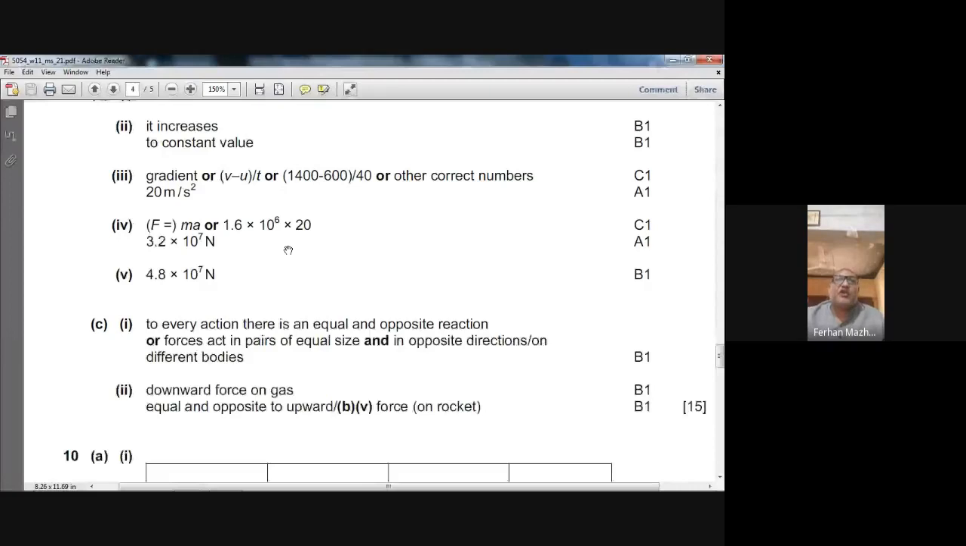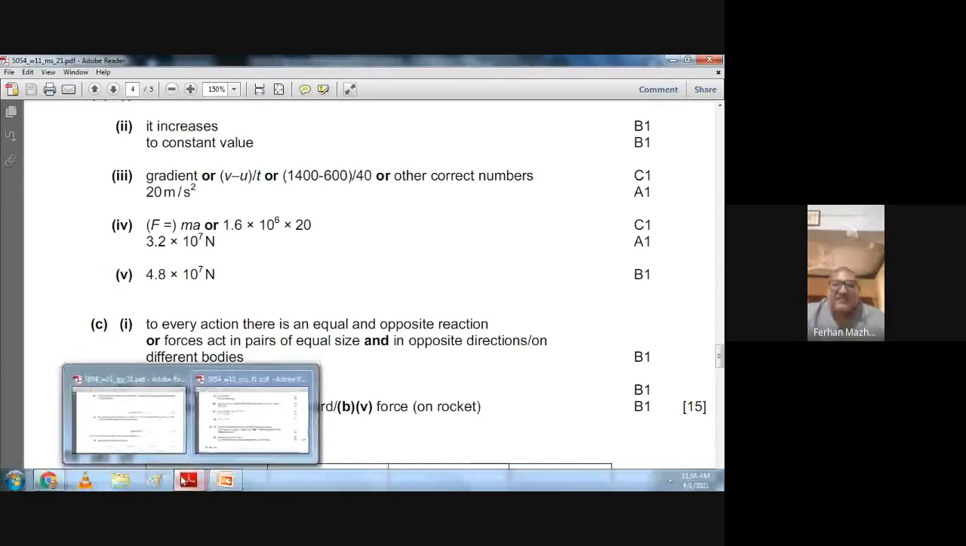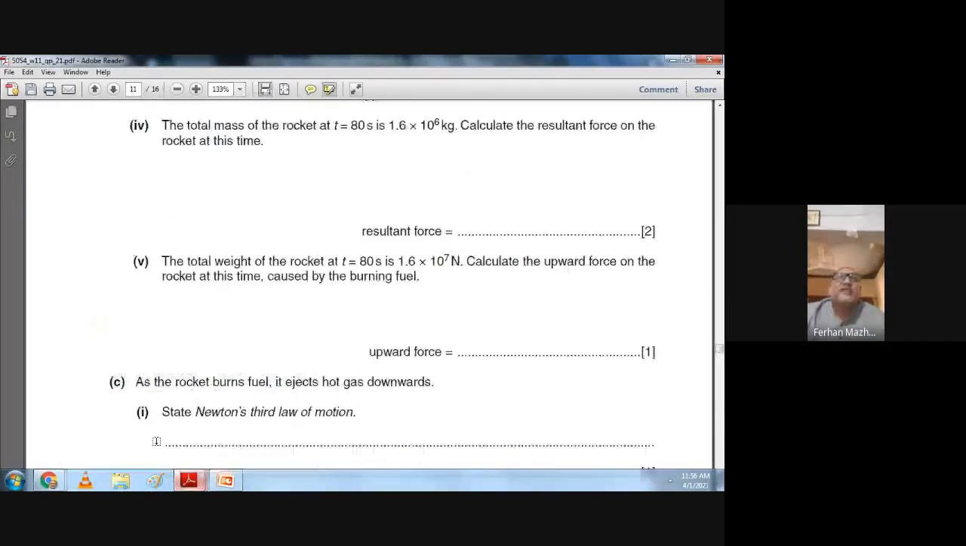So let's go to the next part. Muskan, have you understood this? Yes, sir. Okay, so we are moving to the next question. Question number 9, part C.